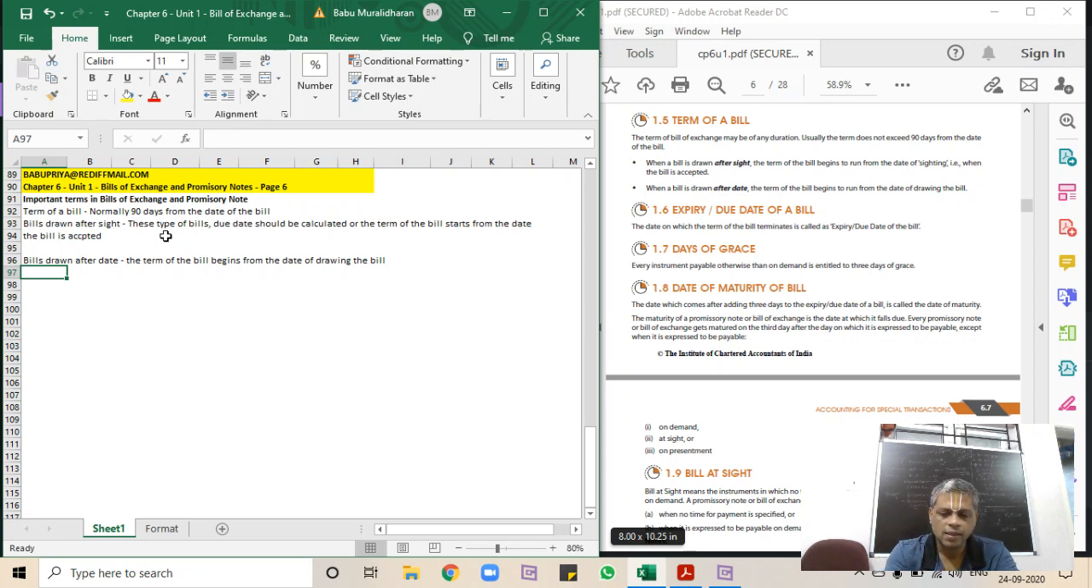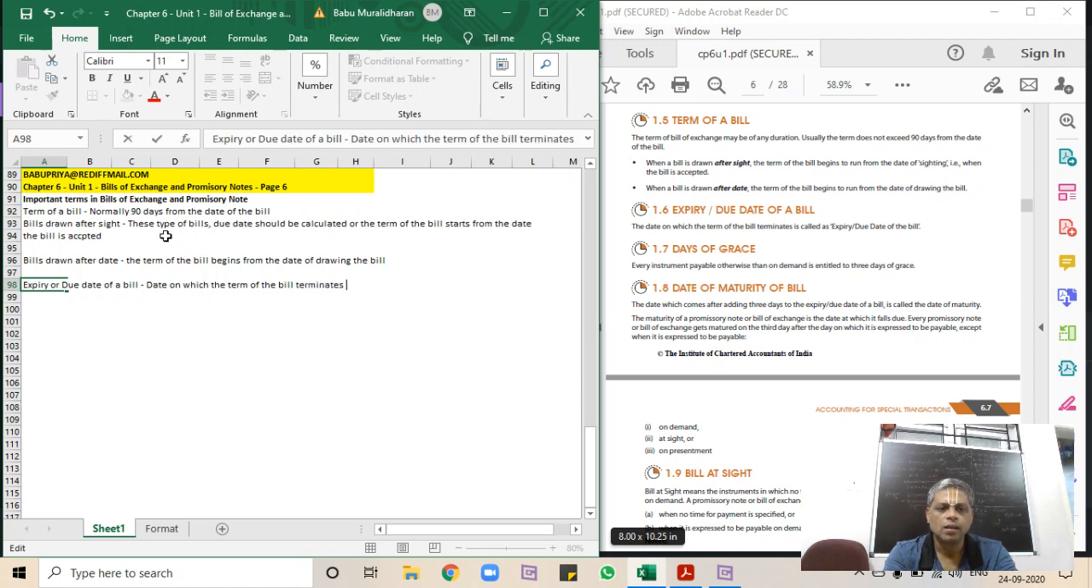Okay, then expiry or due date of a bill. The date on which the term of the bill terminates is called expiry or due date of the bill.